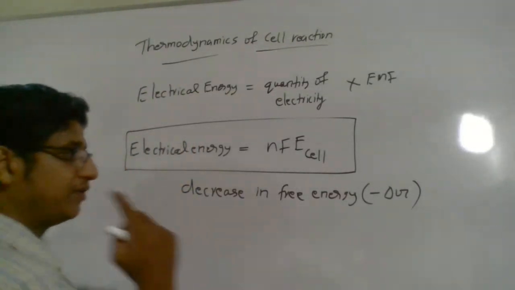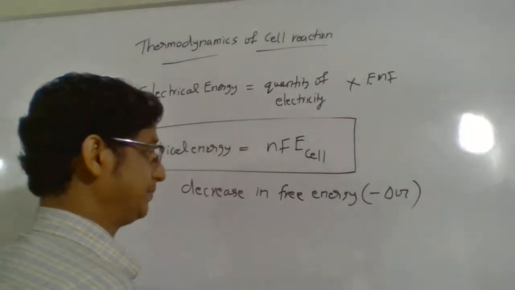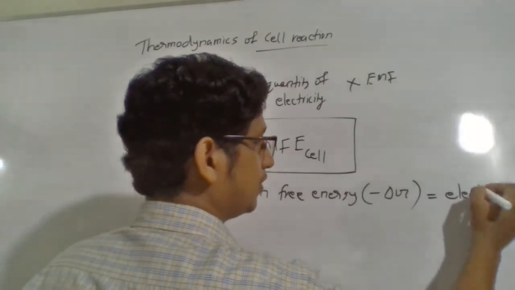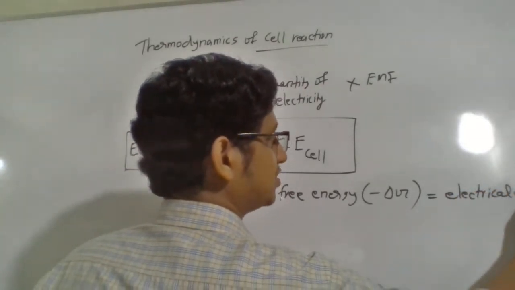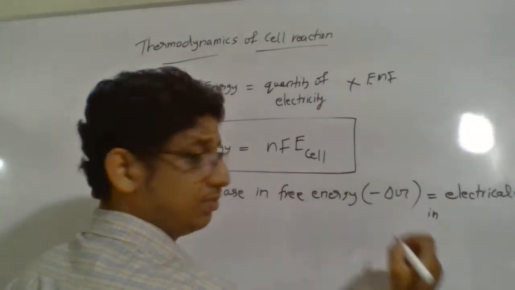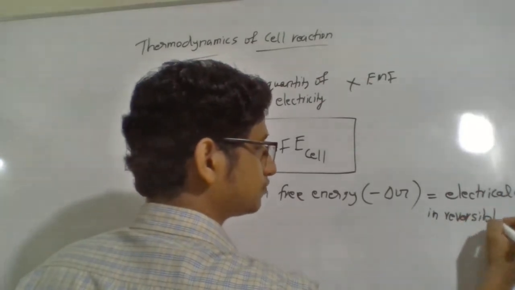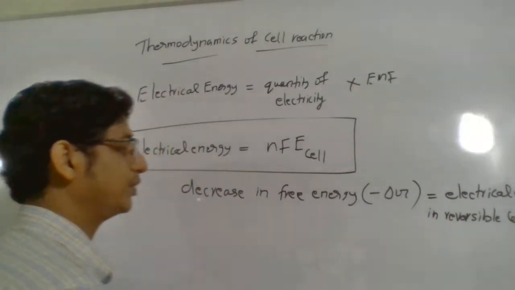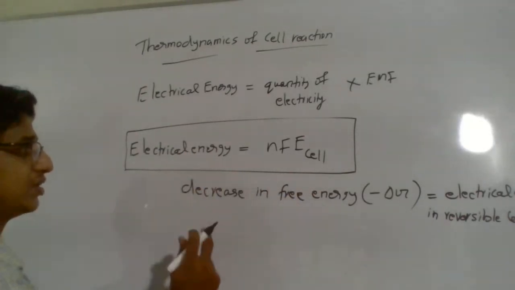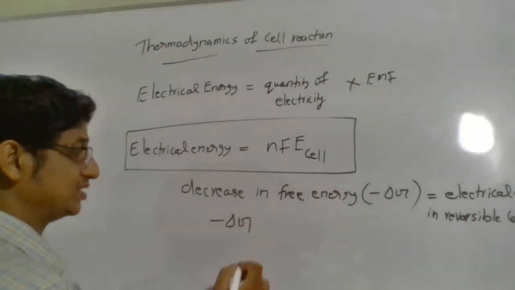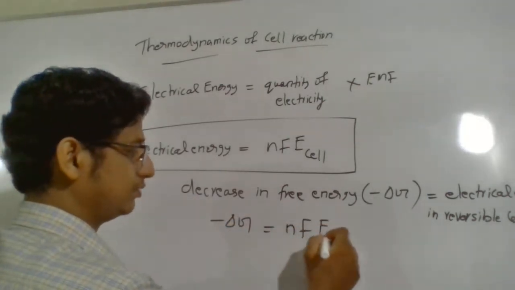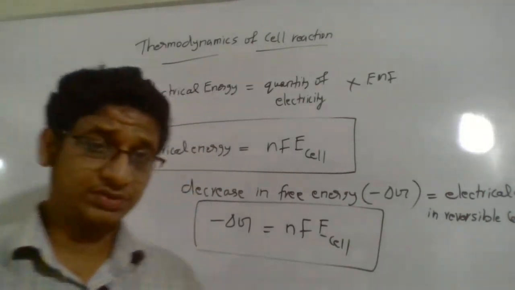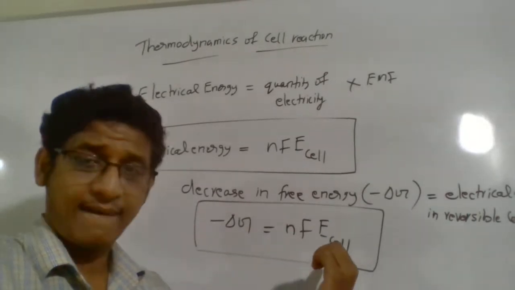That is the way we are always familiar with delta G, which we call the change in Gibbs free energy. In a reversible cell, the decrease in free energy will always be equal to the electrical energy that is produced. So instead of electrical energy, you can put minus delta G. Minus delta G is equal to nF E cell. Let us keep this equation in mind. So we found an equation that gives a relationship between change in Gibbs free energy and cell potential.